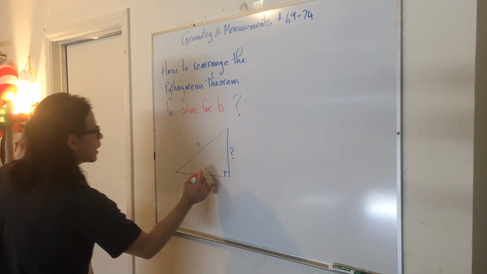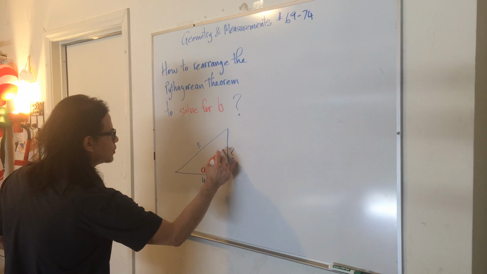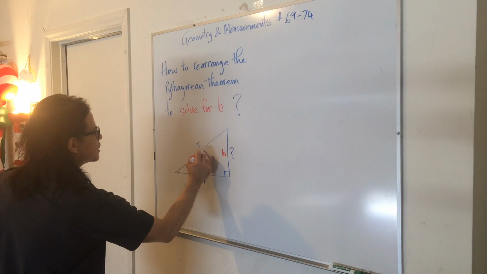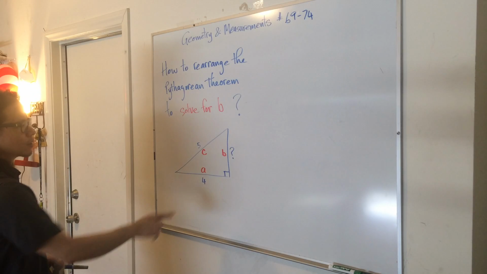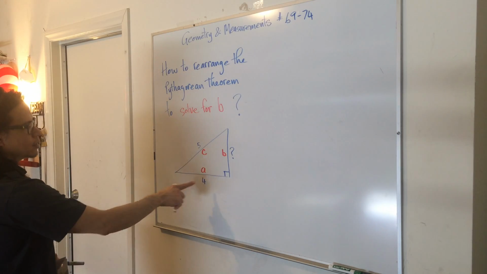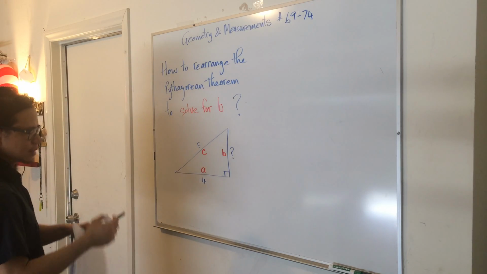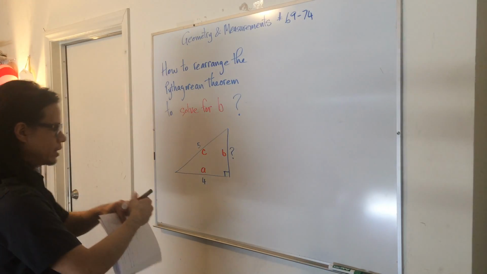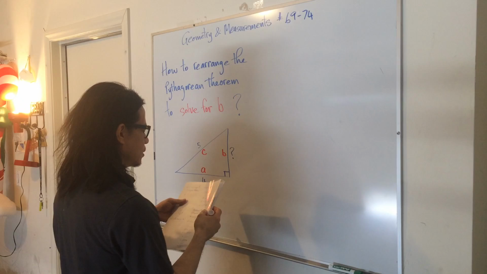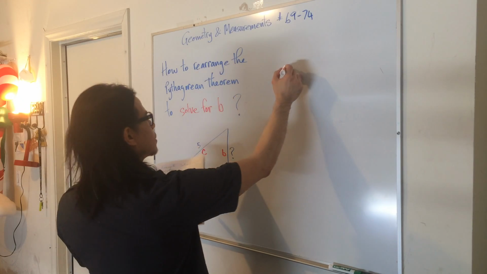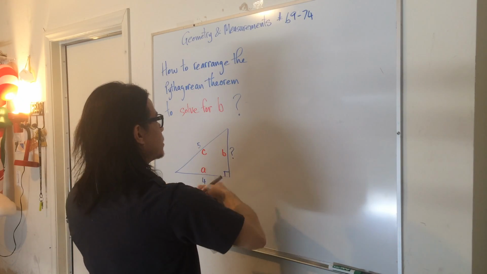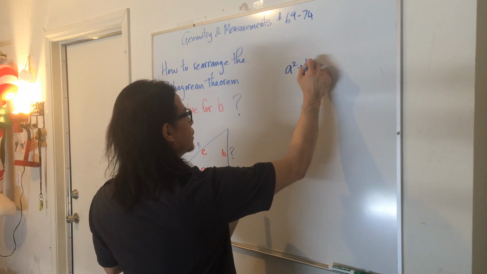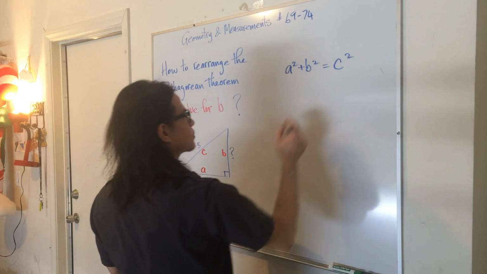So remember how a and b are the legs of your right triangle? And then c is your hypotenuse. So here, you know a and c, but b is missing. So in order to figure that out, we would need to rearrange the Pythagorean theorem. So remember you have a squared plus b squared is equal to c squared, right?